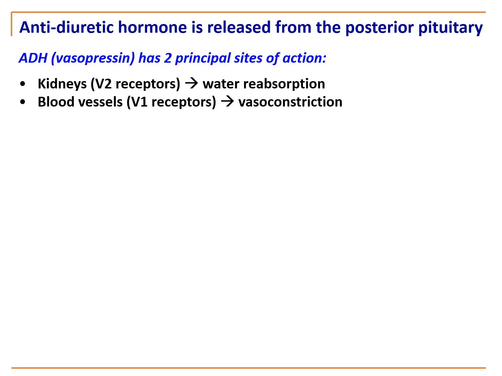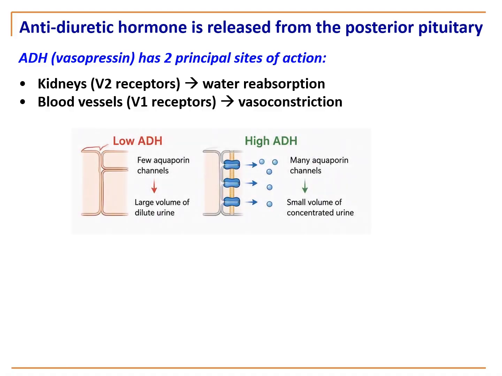Under normal physiological conditions, the kidney effect via the V2 receptors, which I've just put in more for interest than anything else, is far more important than the vascular effects, which is V1. Significant vasoconstriction only occurs when ADH concentrations become very high, such as during severe hypovolemia. In the kidneys, if you have low ADH, you have very few aquaporin molecules or channels. These are the channels that allow water to be reabsorbed into the blood.